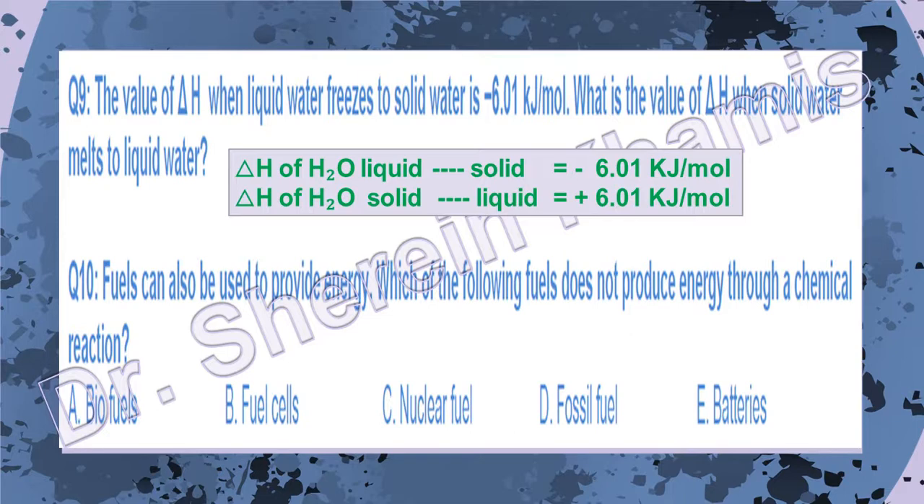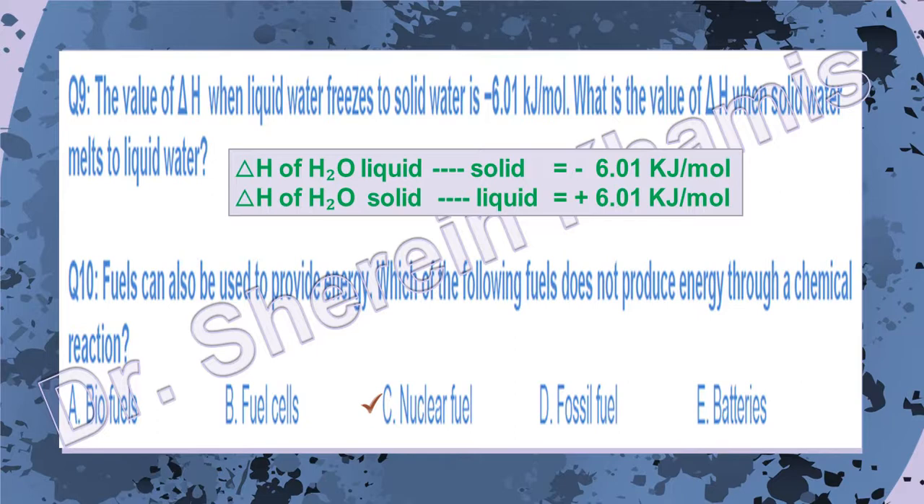Let's leave it to the end. Fossil fuel also depends on a chemical reaction, and it takes a long time to form the fuel. Batteries convert a chemical reaction into electric energy. So the right answer will be nuclear fuel. Nuclear fuel is the one that doesn't produce energy through a chemical reaction.